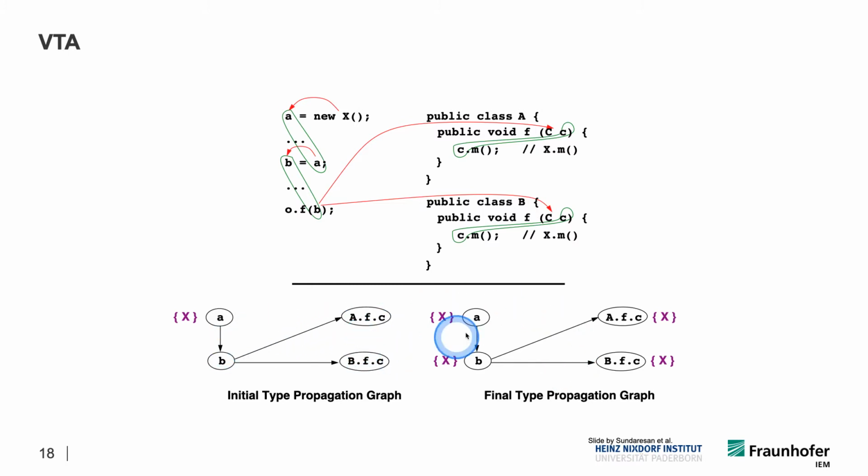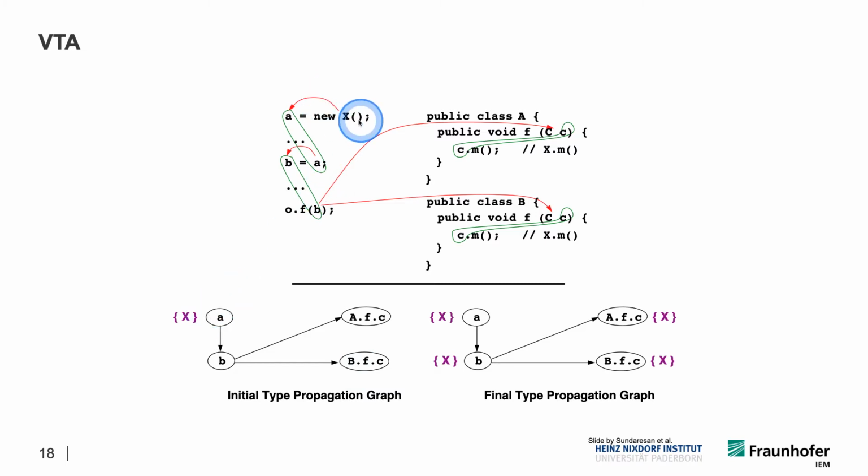So we don't know in which order these assignments happen, but we know that they happen at some point in time. And so, for instance, here we are assigning A to B, which is why we have an edge from A to B. And then B can be assigned to this formal parameter C in the method A.F, which is this node, or it can be assigned to C in the method B.F, which is this node. And so the idea is that you scan through your program. For each assignment, you add such an edge to the graph, and then you do a type propagation.